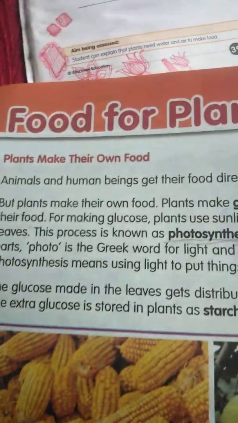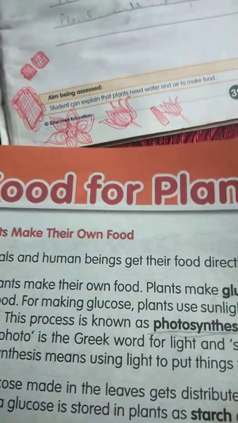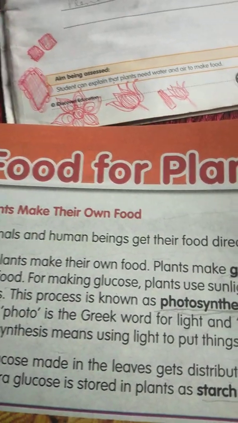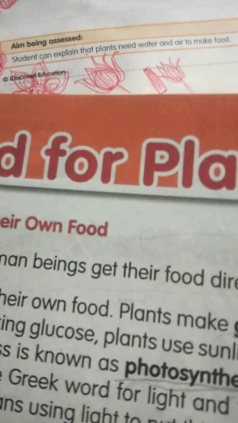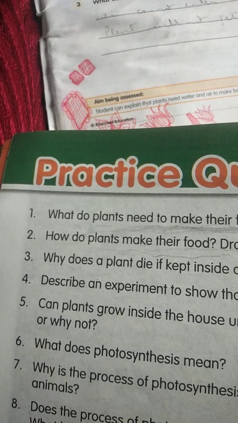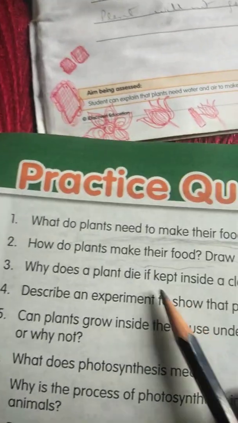Process means you have to write this one, children. From here to here you can write the glucose in the leaves distributed to all starch of the sugar. So here you can write, or how do plants make their food? Draw and explain the process. Okay. Process you have to write.